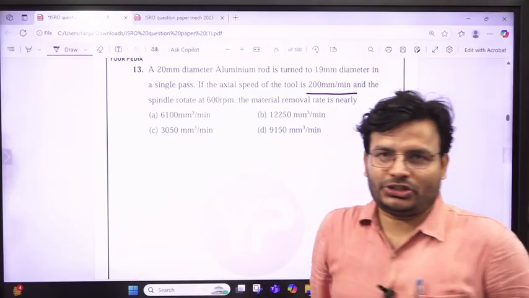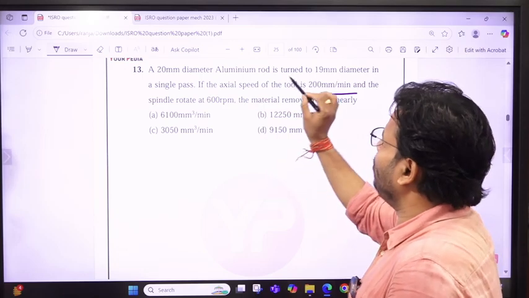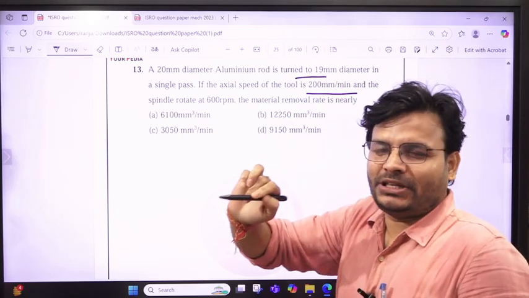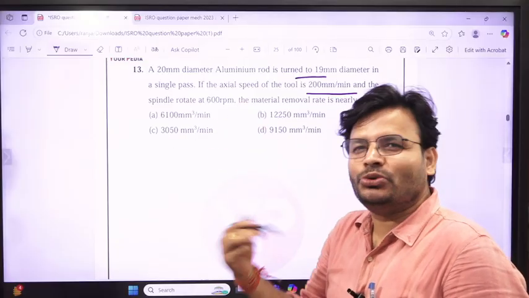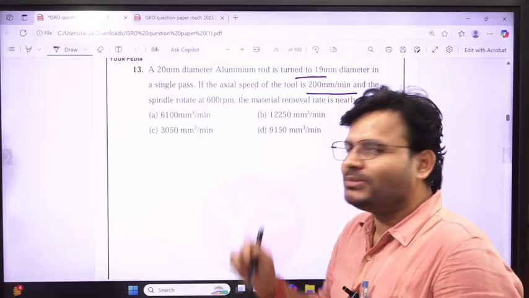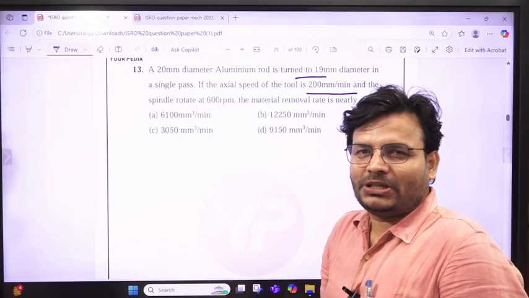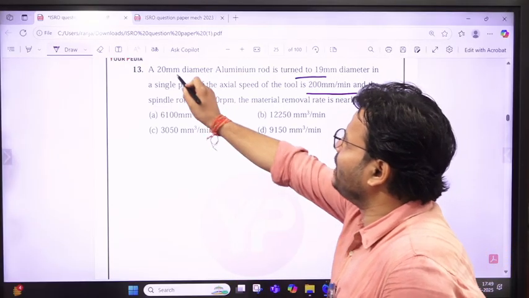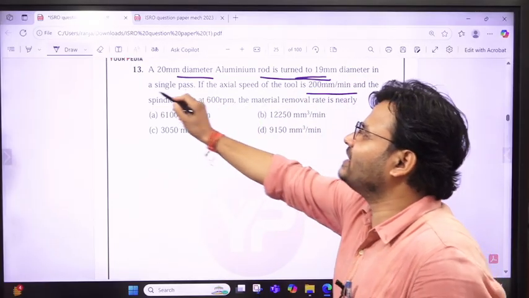How do you have to proceed? See, a 20 mm diameter aluminum rod is turned. This is a turning operation, taken from production engineering. One topic you might have gone through, metal cutting. So that question has been taken from metal cutting, or you can say from the turning operation, right? So a 20 mm diameter aluminum rod is turned to 19 mm diameter in a single pass.